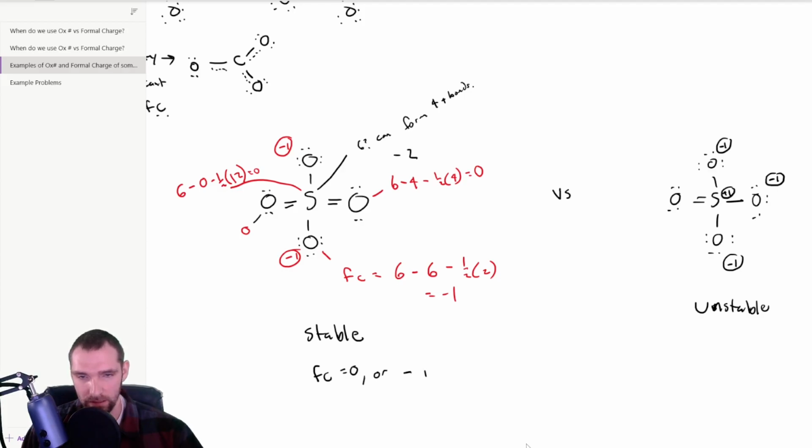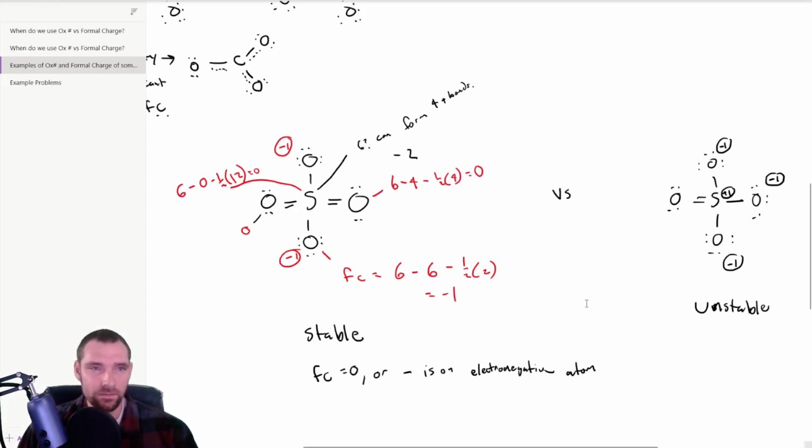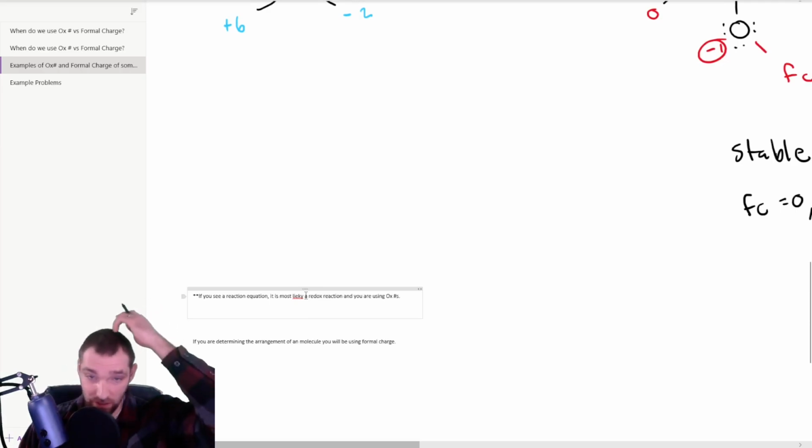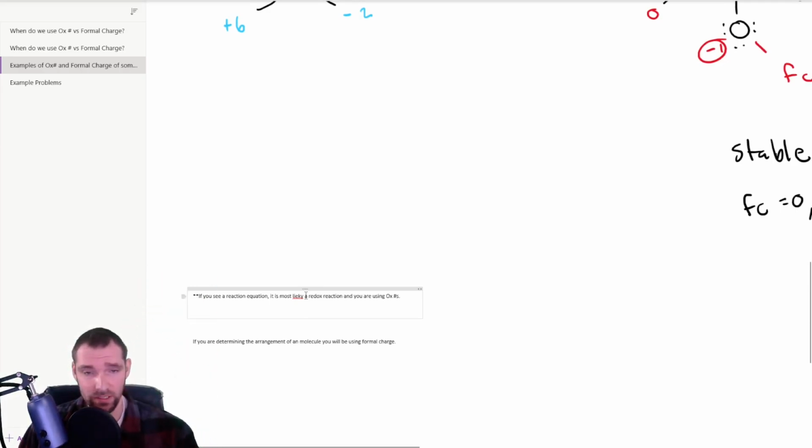or the negative is on the electronegative atom. So that's kind of what's going on there with those guys. If you're seeing a reaction, you're most likely working with oxidization numbers and it's a redox reaction. If you're trying to determine the arrangement of a molecule, then you've got to be thinking covalently and be cutting the number of electrons in half in the bond, and that's what the charge is that it's experiencing for the math of calculating the formal charge.